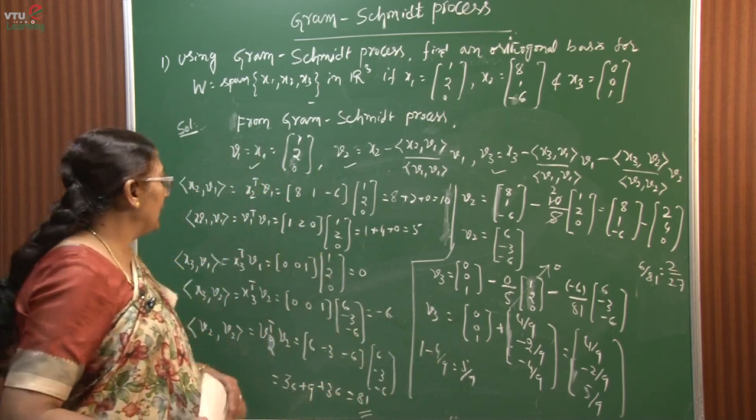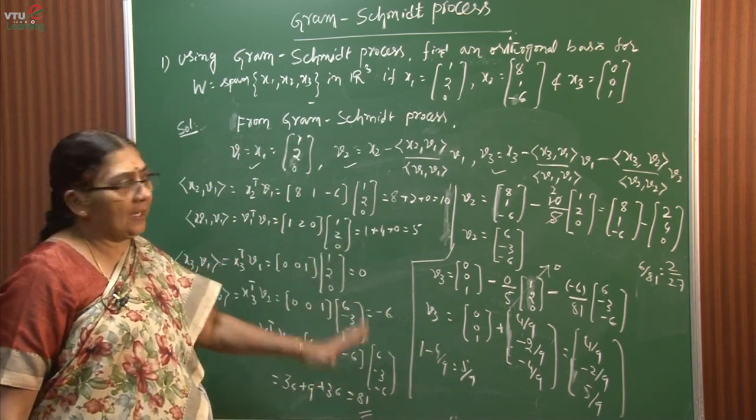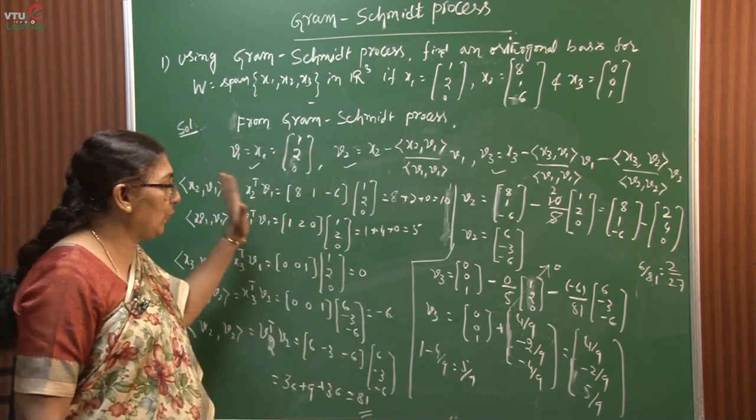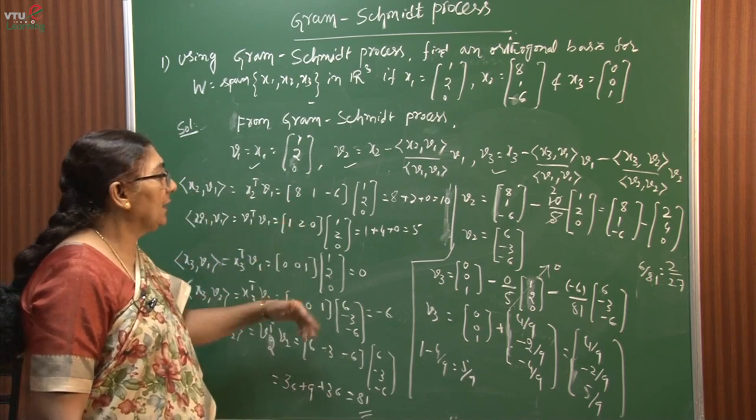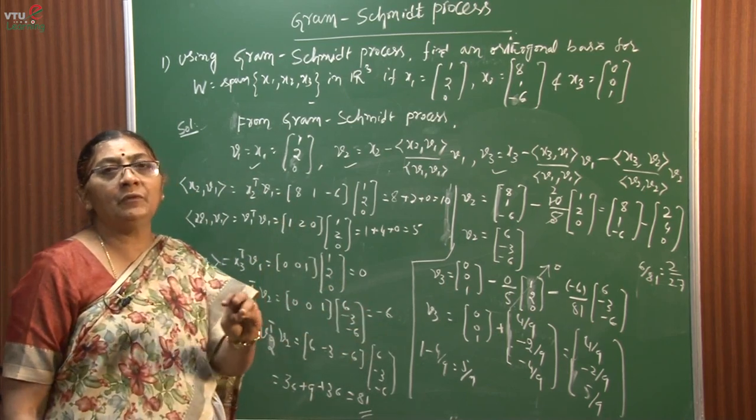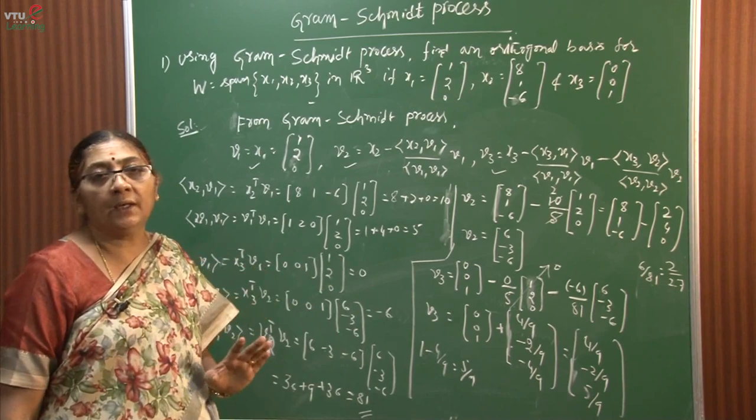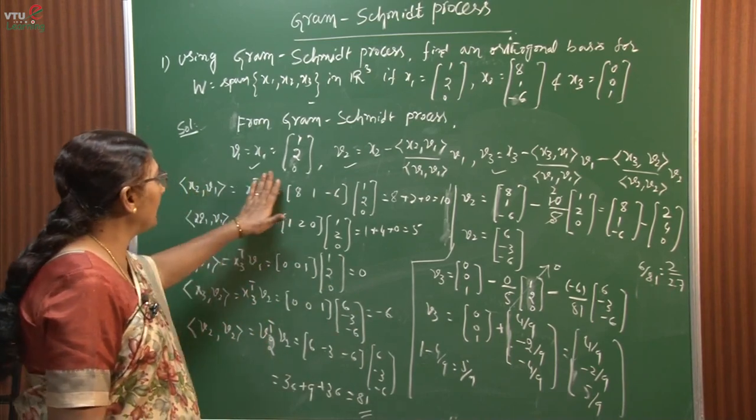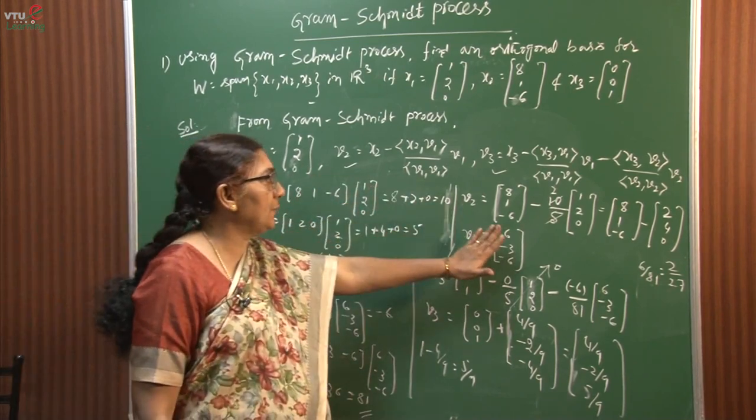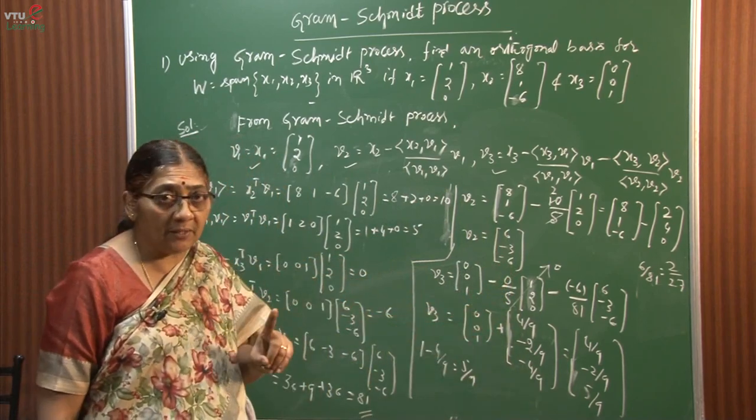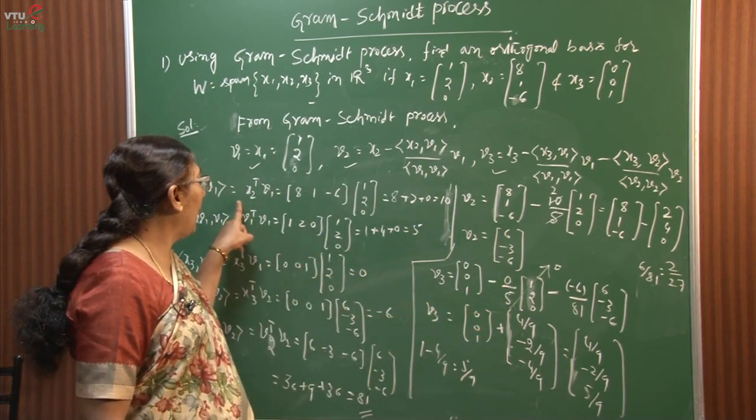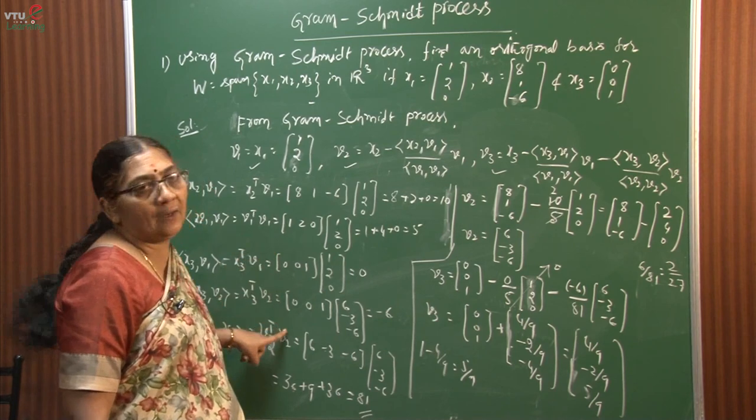I think everyone is clear how we get V1, V2, V3. I don't have space on the board, therefore I'm going to remove some space and then verify whether V1, V2, V3 are orthogonal or not. From the Gram-Schmidt process, we calculated V1, V2, V3. Keep in mind, you find V1, after that V2; without V2 you can't find V3.